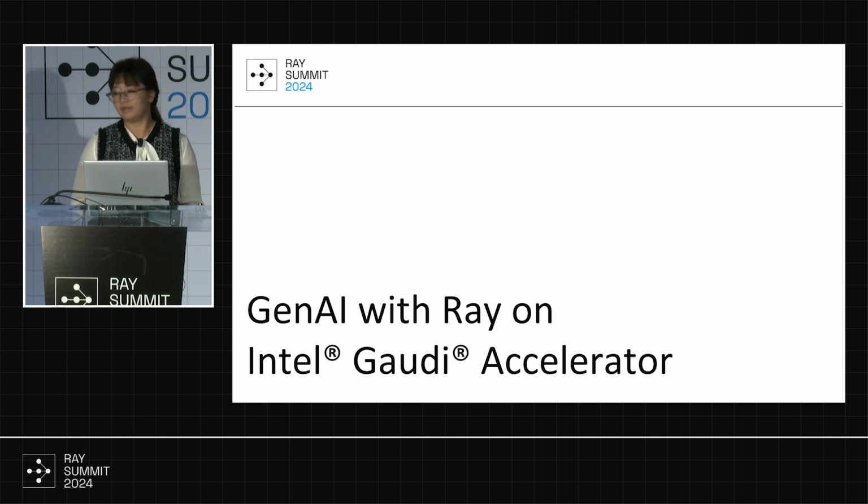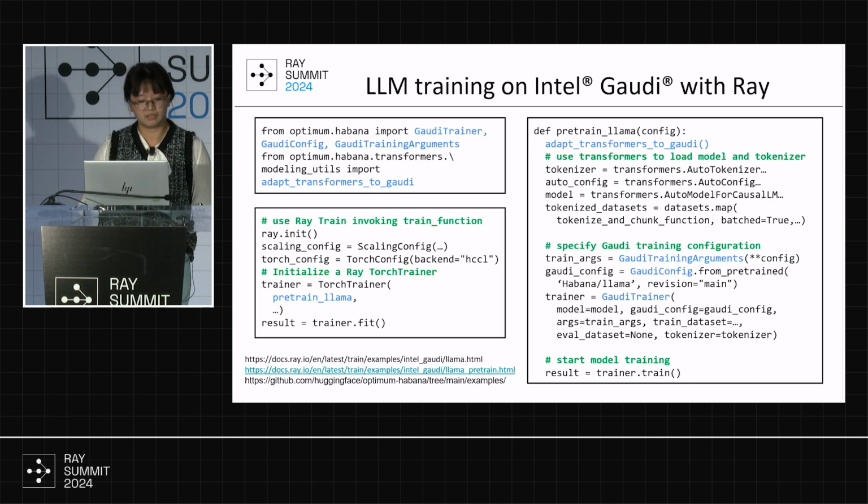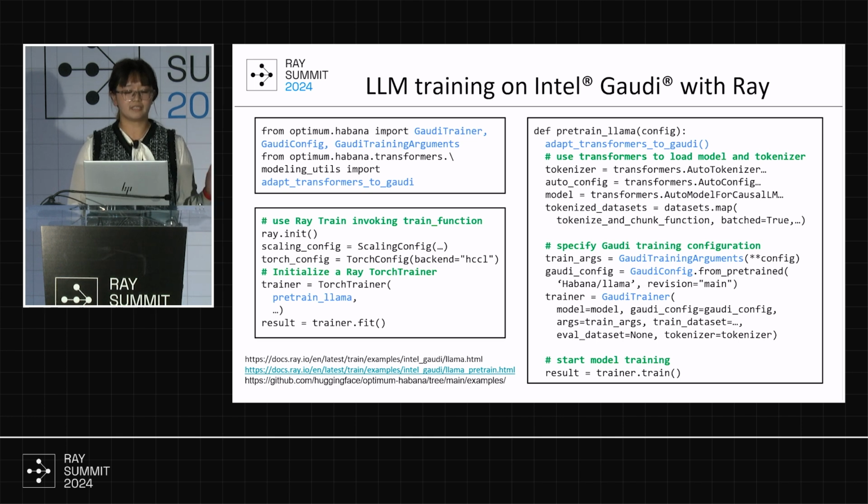Okay, so we still have about 17 minutes, so I want to put more time here to dig into the details about how to do training and serving with Intel Gaudi on Ray. Okay, so here is an example of training a Llama model. You can also think of it as fine-tuning a Llama model on Intel Gaudi with Ray Train.